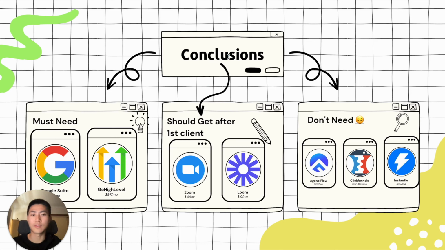Lastly, I've made a bit of a summary for you guys. Your must-need softwares, in my opinion, are Google Suite and Gohighlevel. The softwares that you should get after your first client are Zoom and Loom. And lastly, you don't need Agency Flow, ClickFunnels, or Instantly. This is the most effective and cheapest way I've found to run my own agency. You guys can do your research, but this is something that helped me reach from 0 to 10K a month in just 1 year. So I must be doing something right.